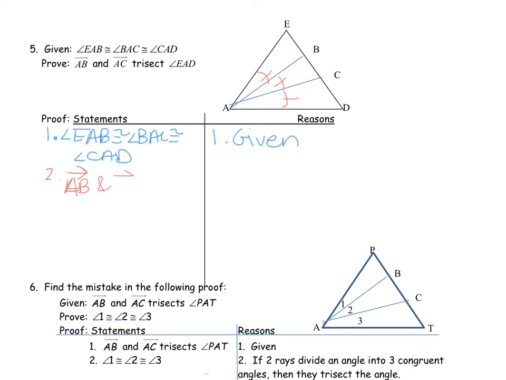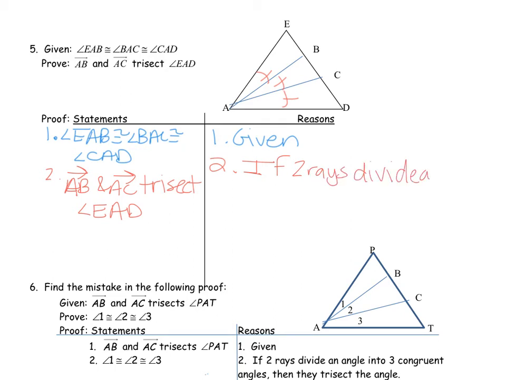Ray AB and ray AC trisect angle EAD. And I'm going to start with, in my if statement, what did we have in the given? In general, those are 3 congruent angles. So in my if statement, I should be talking about if 2 rays divide an angle into 3 congruent angles, then they trisect the angle.